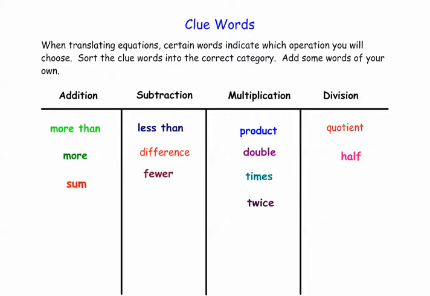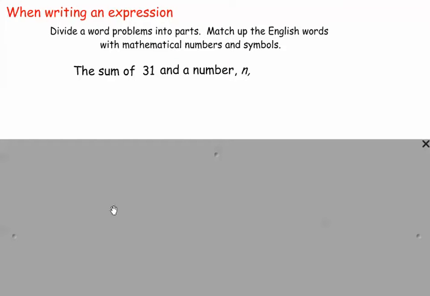Okay, so now let's talk about actually writing some. Like I said, we're going to be looking for clue words here. So, the sum of 31 and a number n. We're looking for that word sum. So we know that sum means to add. So the sum of 31 and n would just be 31 plus n.